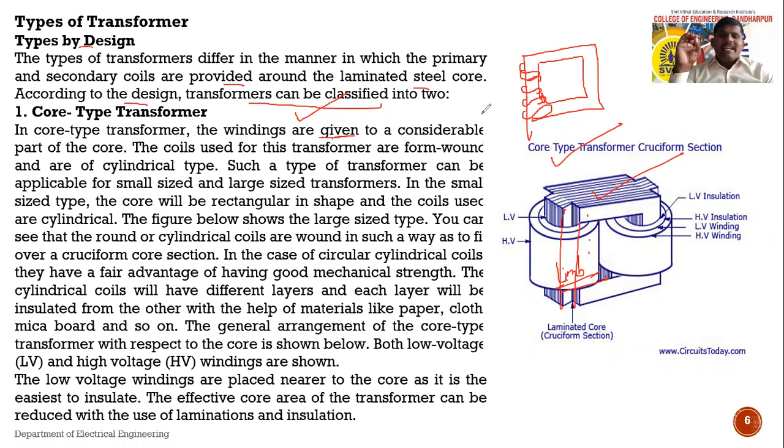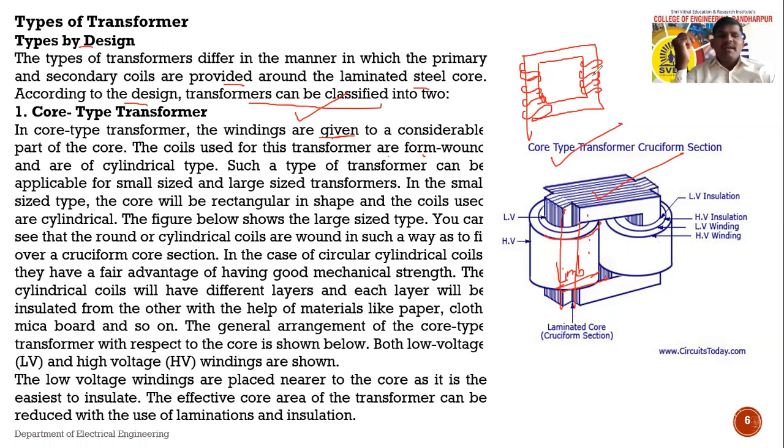That is, in case of core type transformer, the winding encircles the core, or the winding will be wound around the core or around the limb. Limb किंवा core भोवती winding wound केले असेल. Now the coils used for transformer are former wound and are of cylindrical type. Cylindrical type असू शकते, or it may be formerly wound.